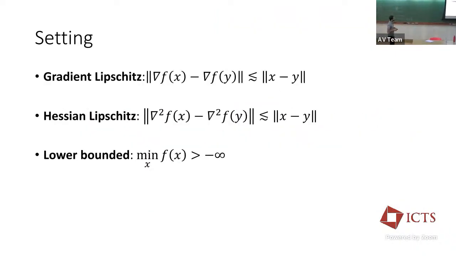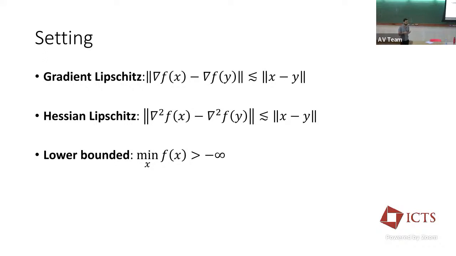Okay, so what do we assume about the function? We just assume these three conditions. The first one is gradient Lipschitzness: the norm of the difference between gradients at x and y is less than or equal to the norm of x minus y. The second one is the Hessian Lipschitz condition, and this is required because we are talking about second order stationarity, meaning that Hessians should be well defined.